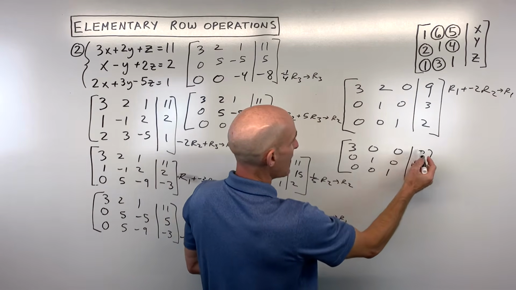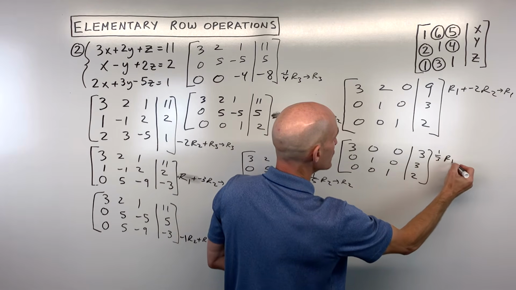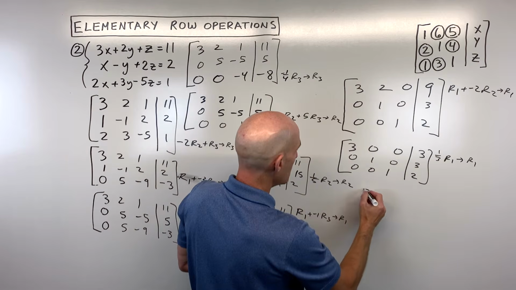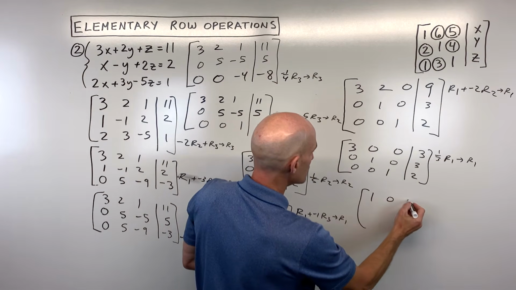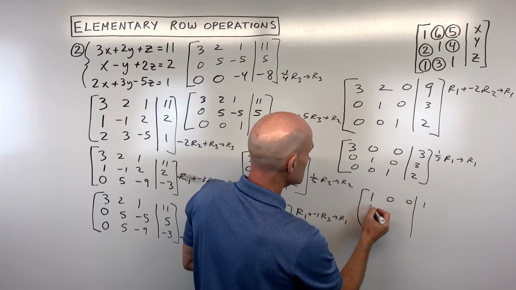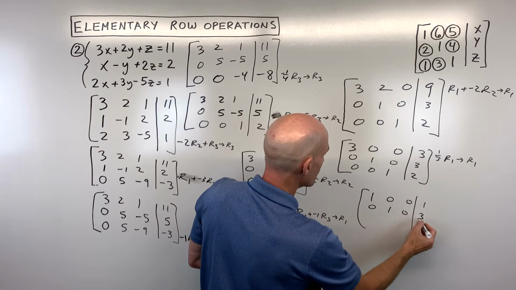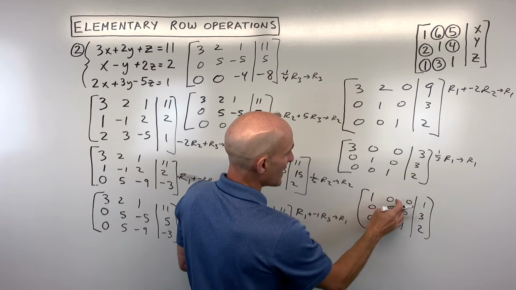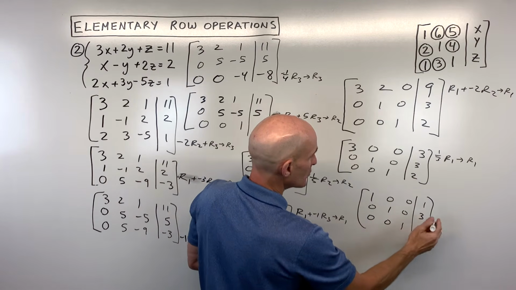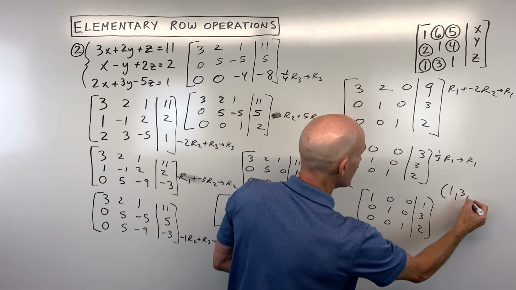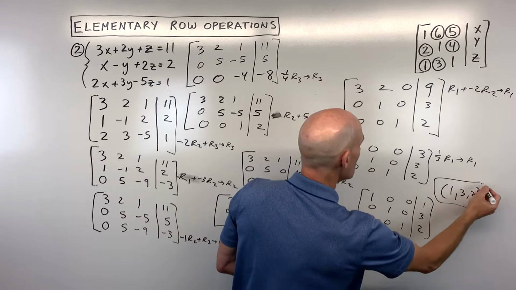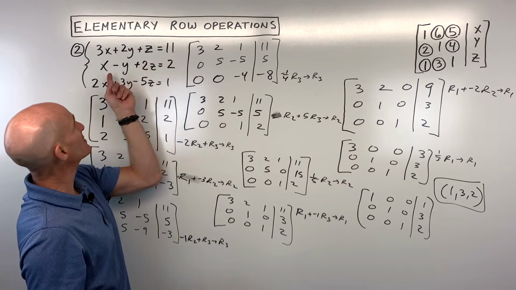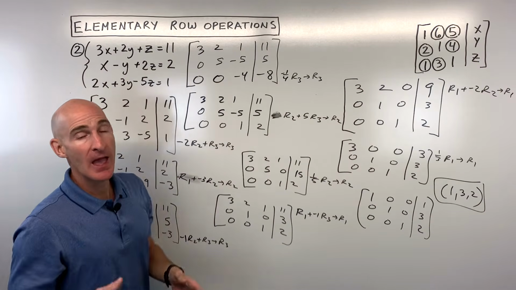And you can see this top row, all we have to do is multiply by 1/3. So 1/3 times row 1, answer in row 1 is going to give us, let's see here, 1, 0, 0, 1, 0, 1, 0, 3, 0, 0, 1, 2. And so you can see x equals 1, y equals 3, z equals 2. We can write it as a triple, 1, 3, 2. And if you want to check your work, just go back to the original equations, make sure it comes out to 11, 2, and 1, and you got it.